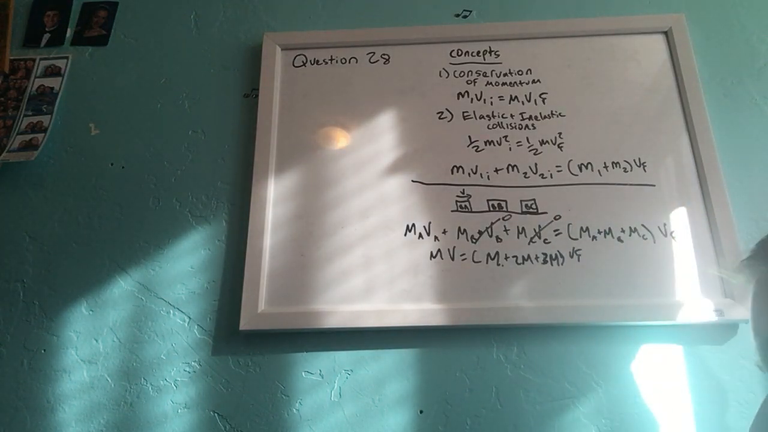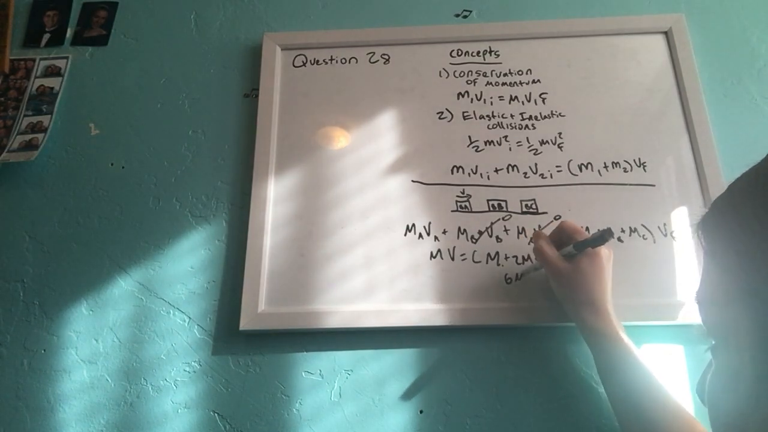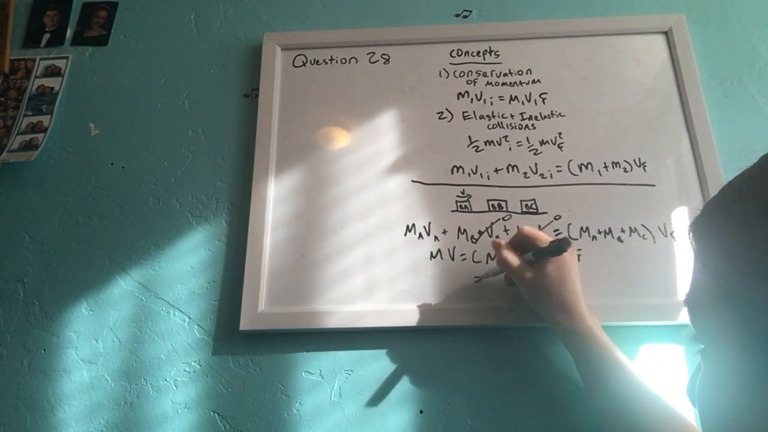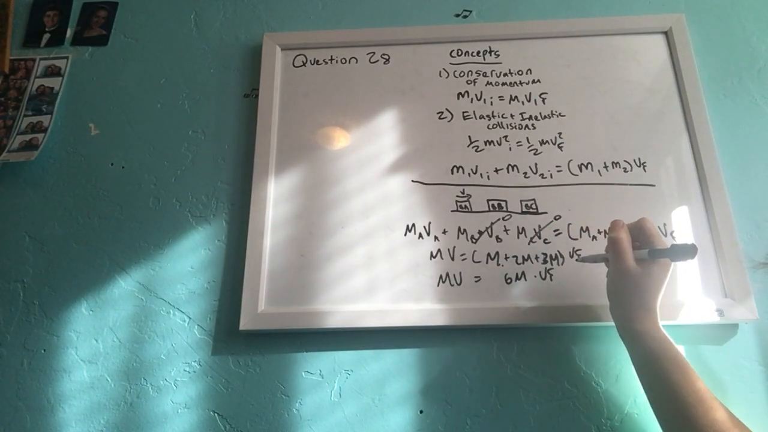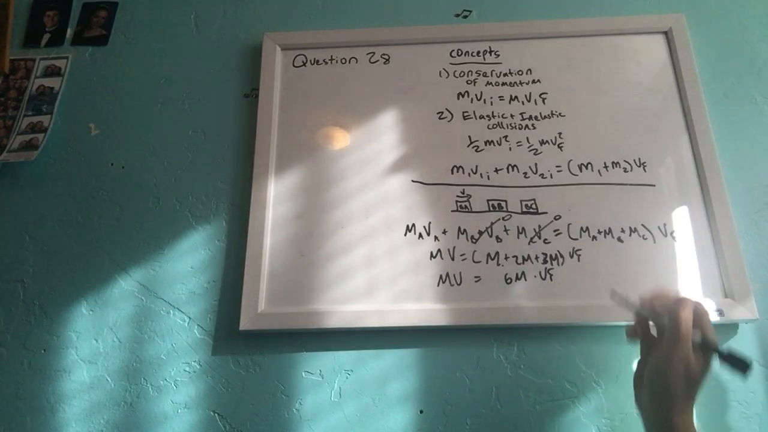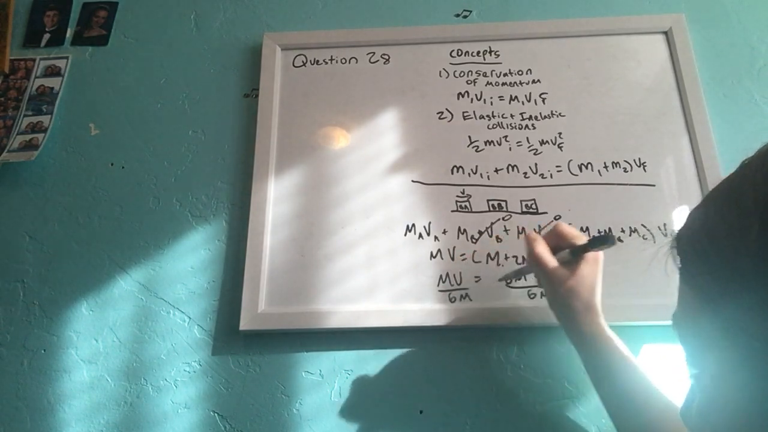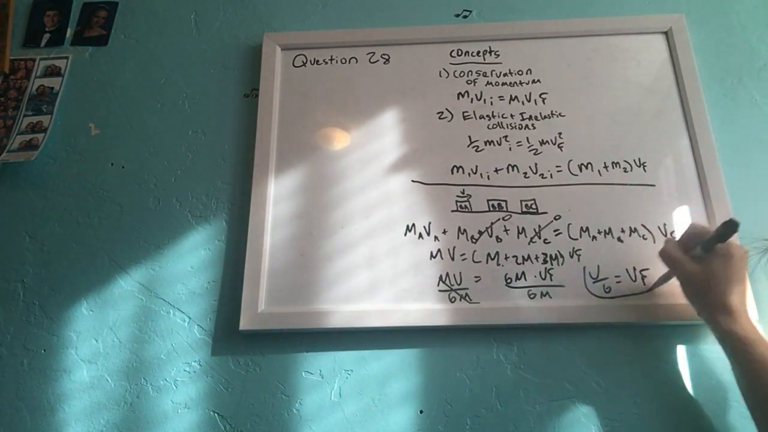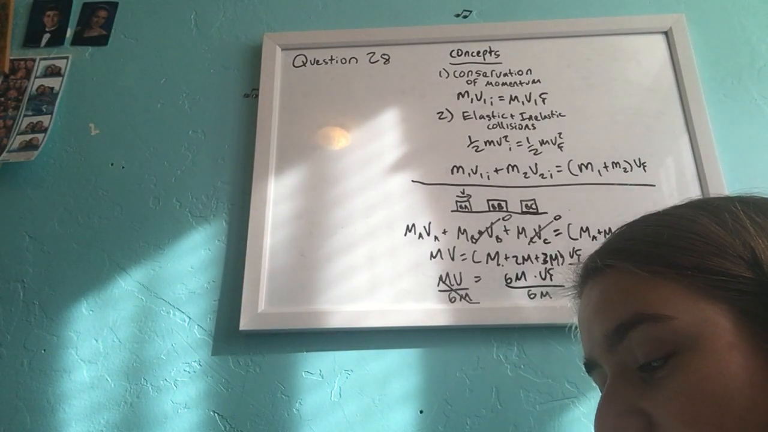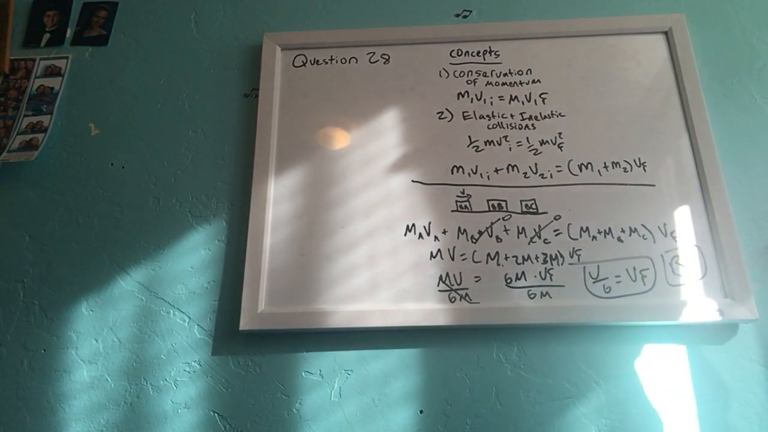Remember we're trying to find the final velocity, so we can add these together. This is 6M times velocity final equals mv. Then we can divide by 6m, and the m's will cancel, so we get v over 6 is equal to velocity final. That means the correct answer to this problem is B. Right here, B, that is the correct answer.